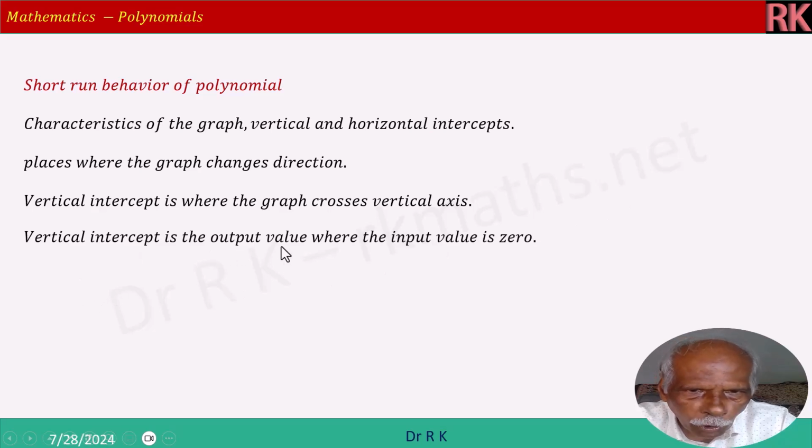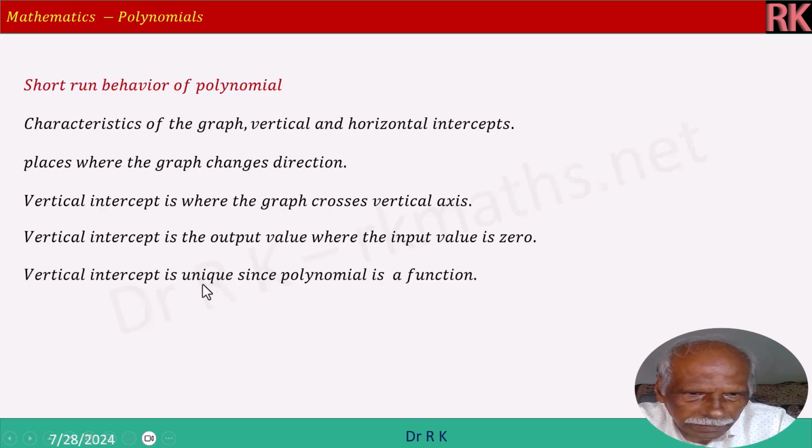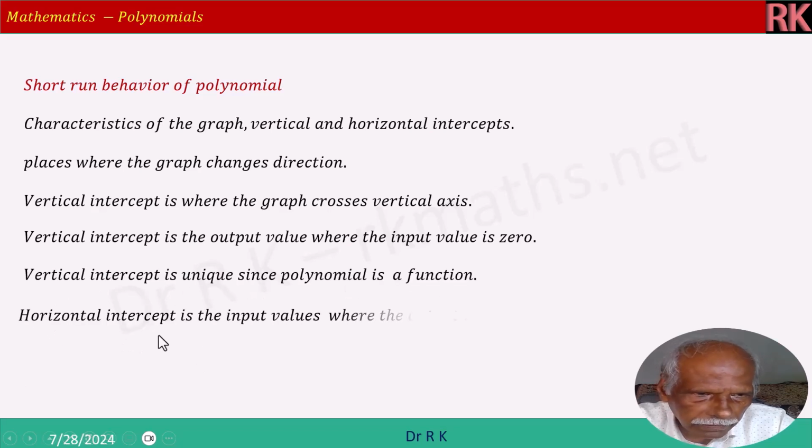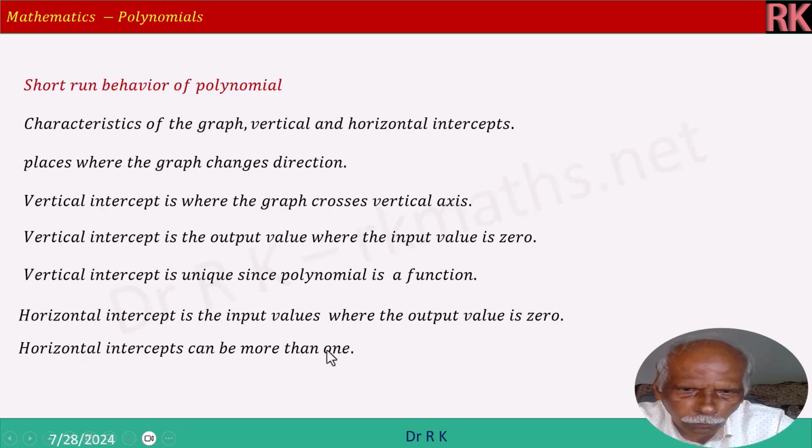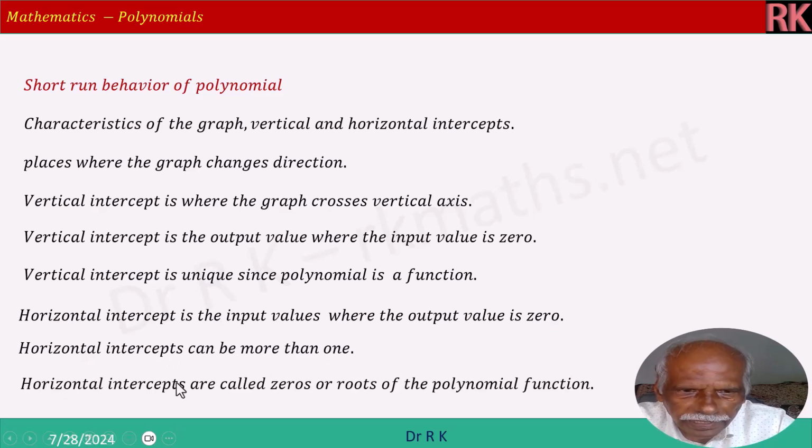Vertical intercept is the output value where the input value is 0. Because x value is the input value, at x equal to 0, find out the y value, that is the vertical intercept. And it has to be unique because a polynomial is a function. Horizontal intercepts are the input values where the output value is 0. Output value can be 0 for many inputs because it is a many-to-one function. Horizontal intercepts can be more than one. Horizontal intercepts are called zeros or roots of the polynomial function.